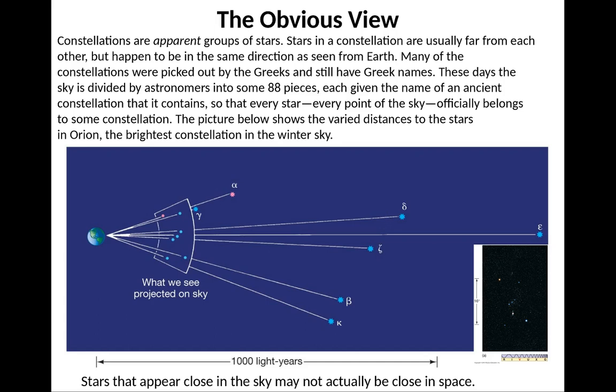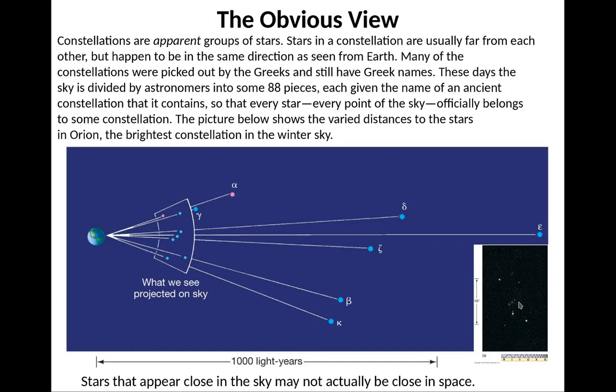If you look up at the night sky, for instance, at this lower panel right here, this is Orion, the Hunter. It's a constellation. Constellations are groups of stars, but the stars in constellations are usually far from each other. For instance, you can see in this little plot that some of the stars are very, very far from each other. They just appear to be close together in the sky, but they're actually really, really far away from each other. They appear to be roughly in the same direction as seen from Earth.